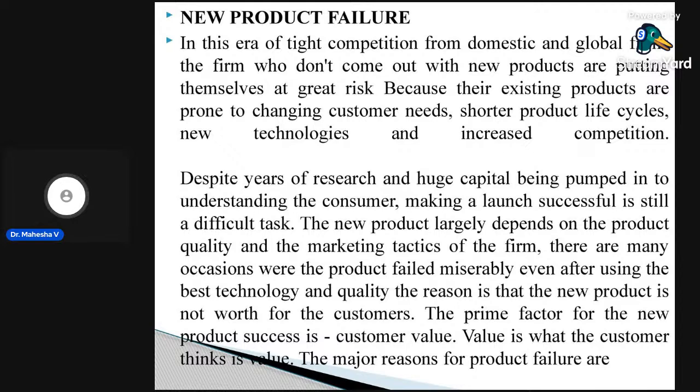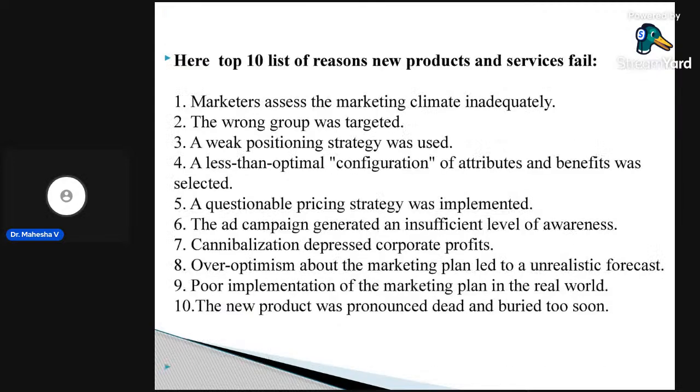The prime factor for new product success is the customer's value. The value is what the customer thinks. The major reasons for product failures are, let us go one by one. Here are the top 10 reasons why new products and services fail.